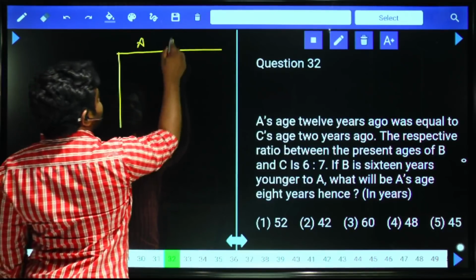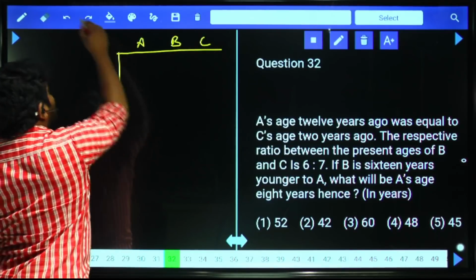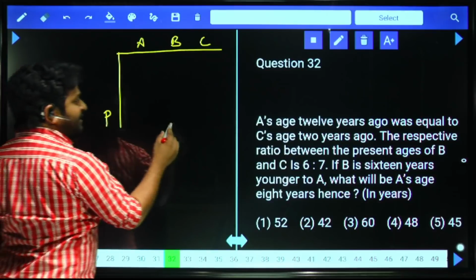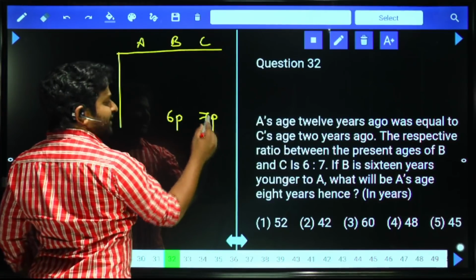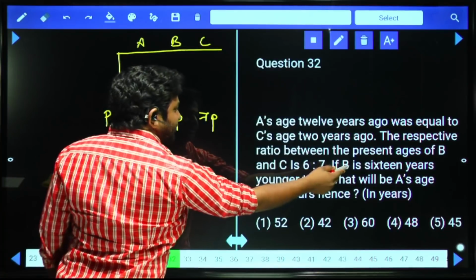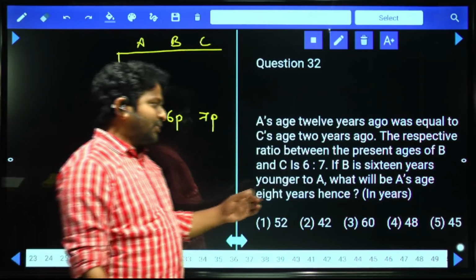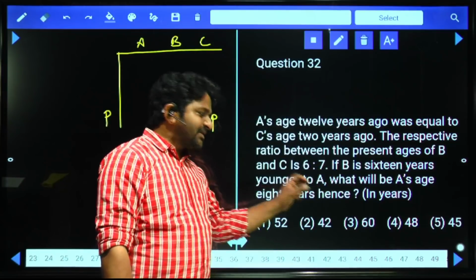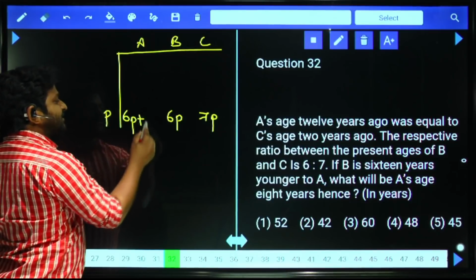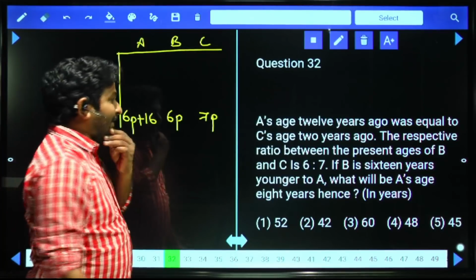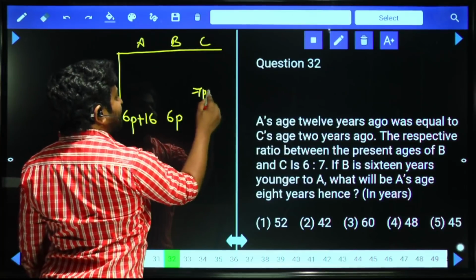We have 3 persons, A B C. Ages of A B C are in the ratio 6:7, that is 6 parts and then 7 parts. And then B is 16 years younger to A. 16 years younger to A ante A ane athanu B kante 16 years pedda, kabatti we can write it as 6 parts plus 16. Now 2 years back, C age becomes 7 parts minus 2.